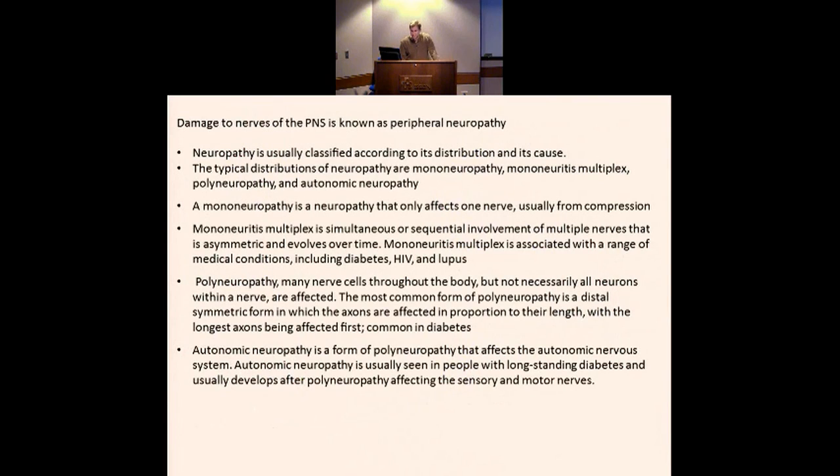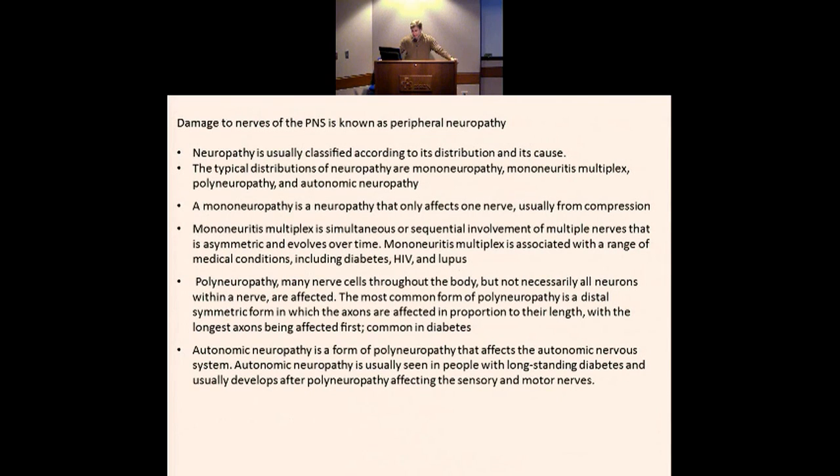There's a big section on your study guide, and you guys kind of touched on it a little bit with positioning, things like that, with neuropathies. So neuropathies are usually classified according to distribution and its cause. I've never heard these terms, but maybe you'll need to know. Mononeuropathy is a neuropathy that only affects one nerve, and that's usually from compression. So you can see how that would be important in positioning.